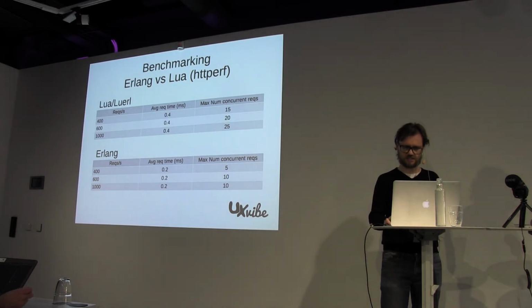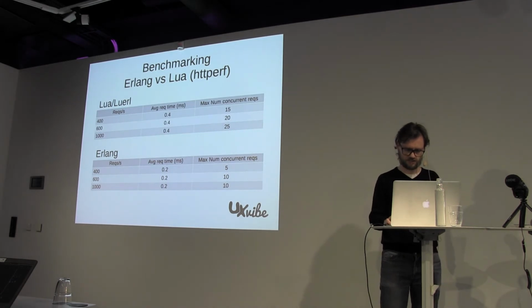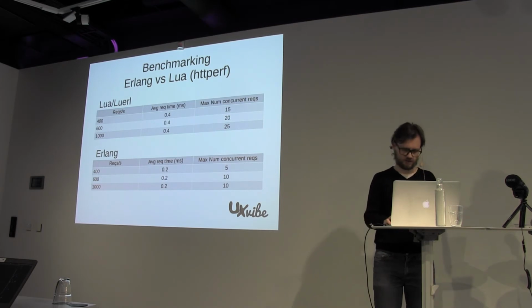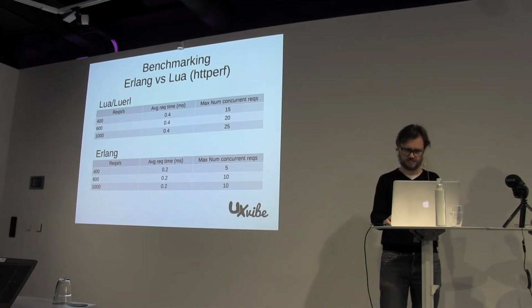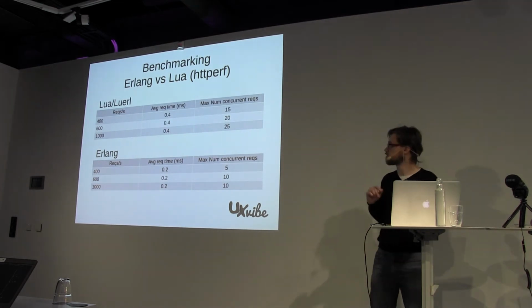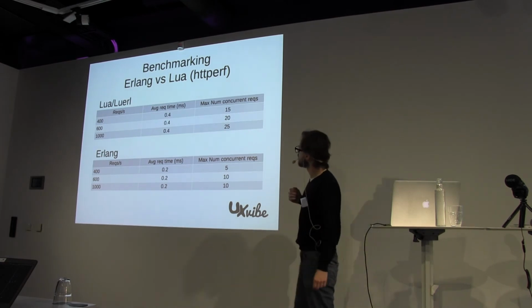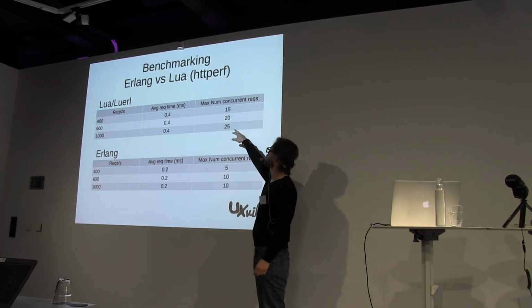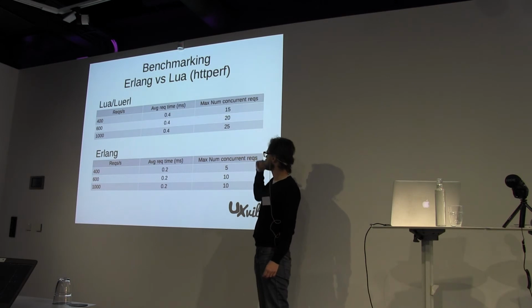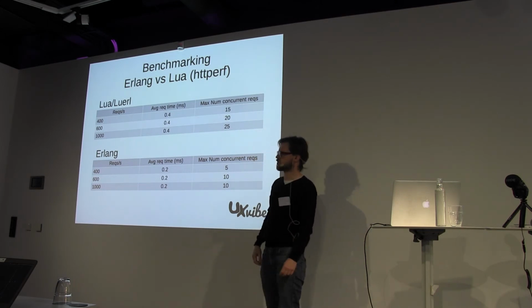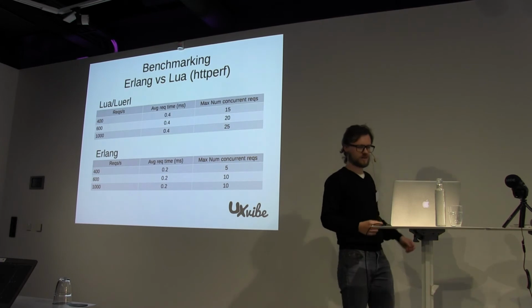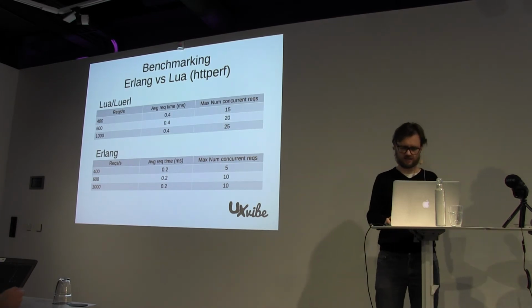So this is using HTTP perf to measure the time it takes to make the HTTP request. And obviously I'm doing this on localhost. That's why we have 0.4 milliseconds for the HTTP requests. So you can see that at 1,000 requests per second, we get a max number of concurrent requests at 25, which means that we have 25 Lua VMs running concurrently on the back end, which is not a lot.